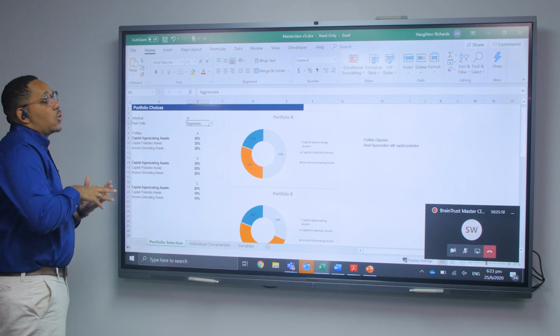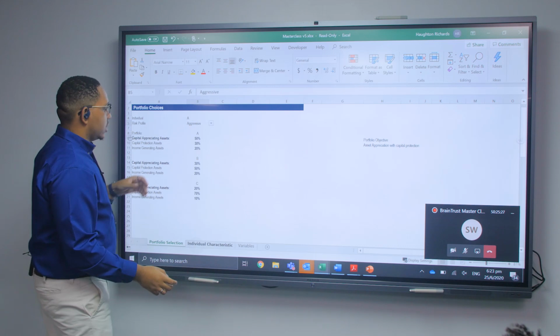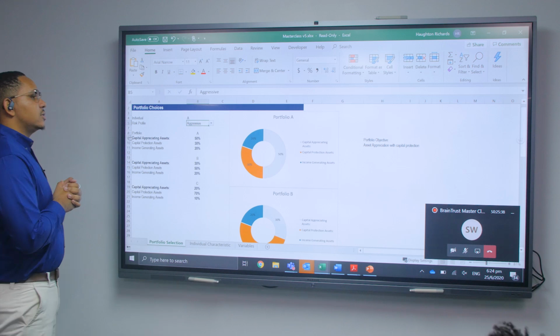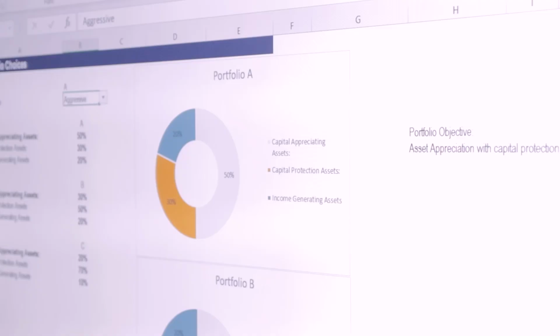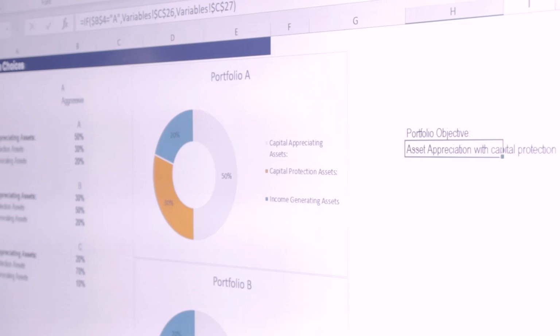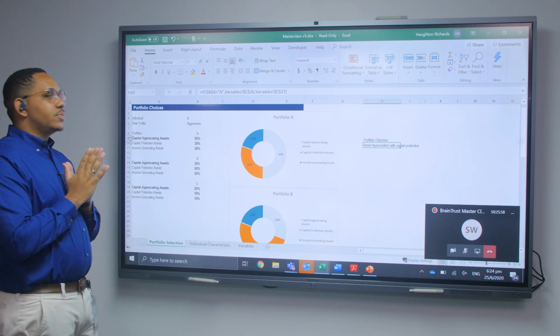They want to start repaying their student loan in 2 years from now, which is going to cost them an additional 25, I believe. Additional 20 per year for 5 years. And then they are giving you 10,000 today to invest. What risk profile would you give to this person? I want two answers. Oh, and we have the portfolio objective, which is asset appreciation with capital protection. We got that objective from them. So what risk profile would you assign to this person?